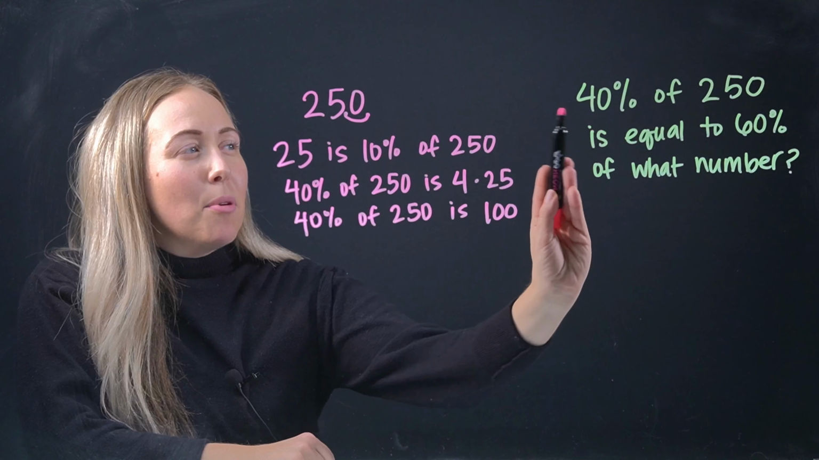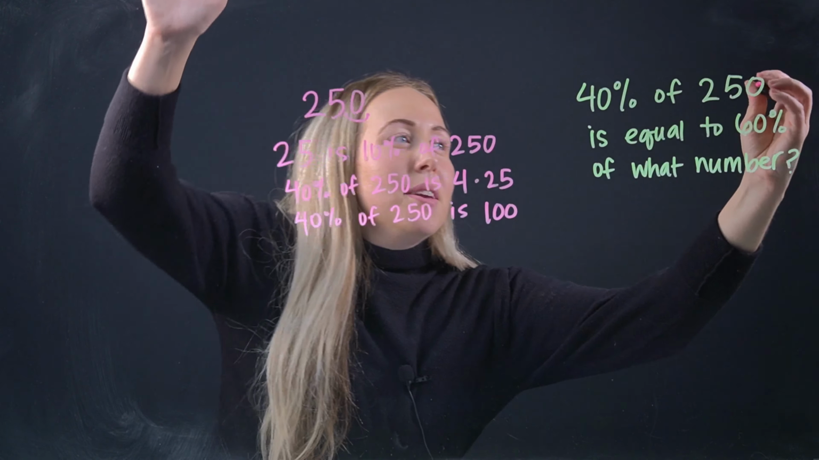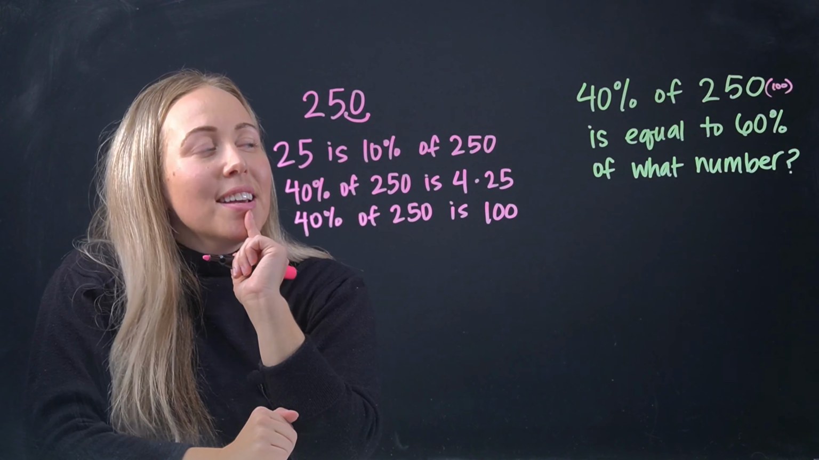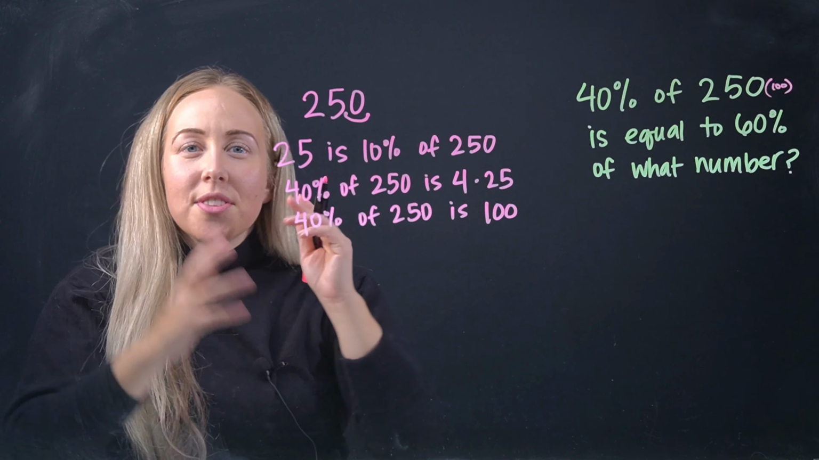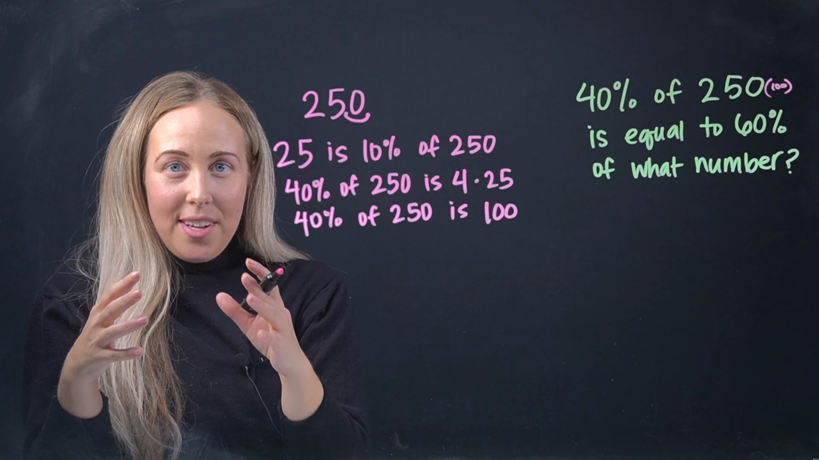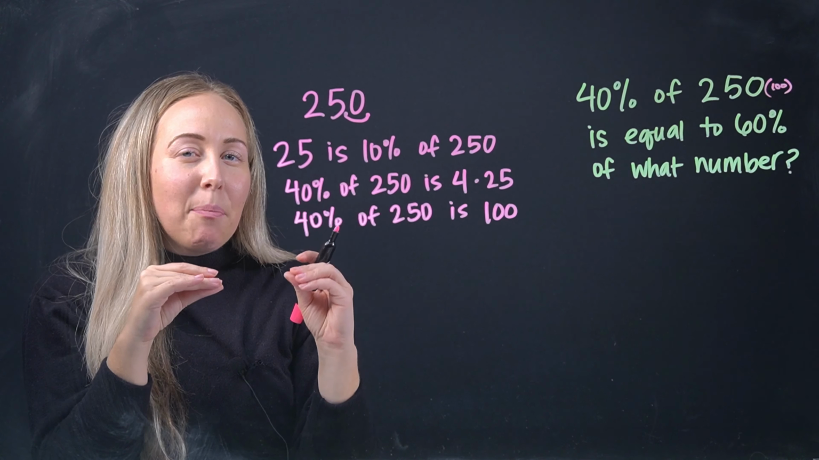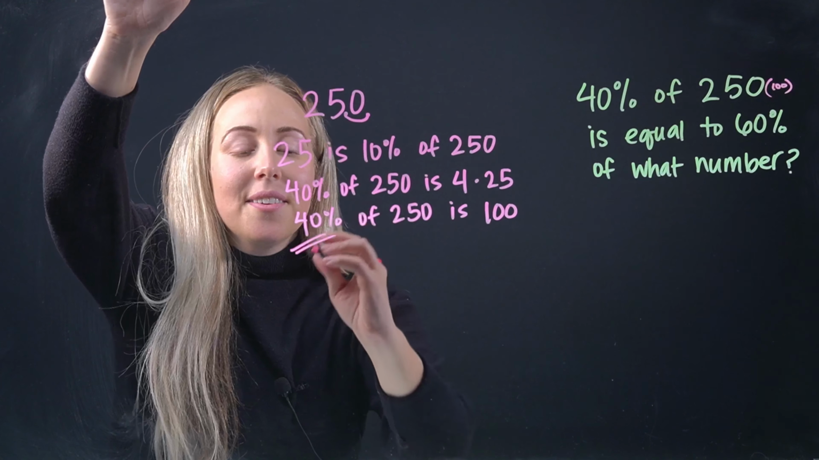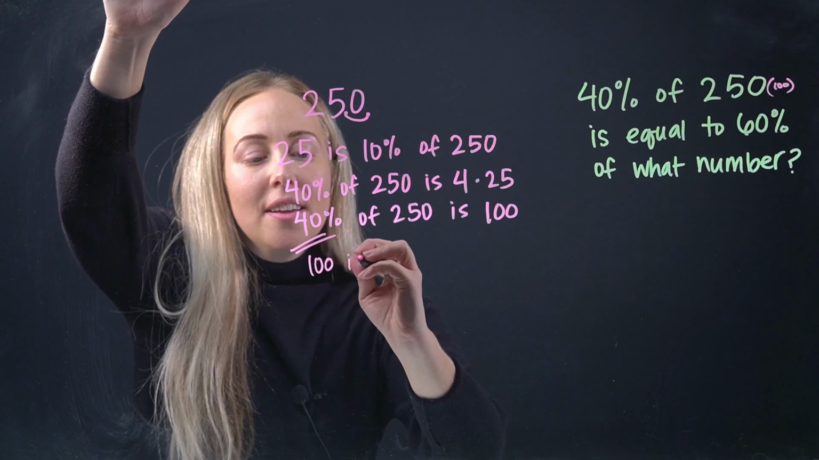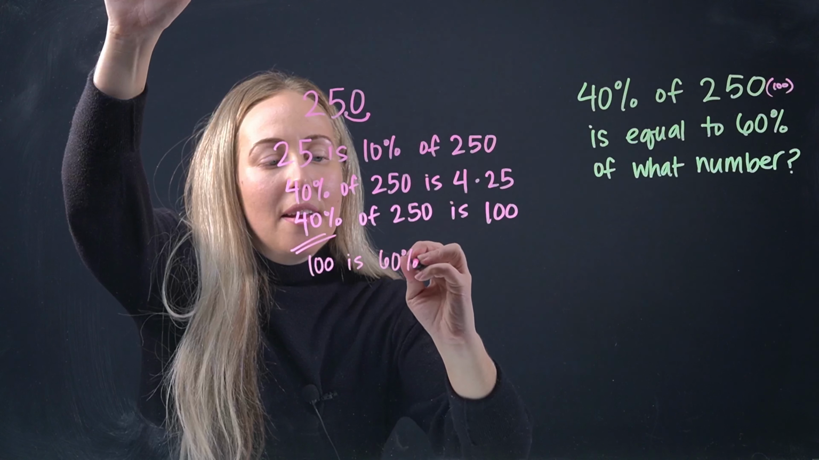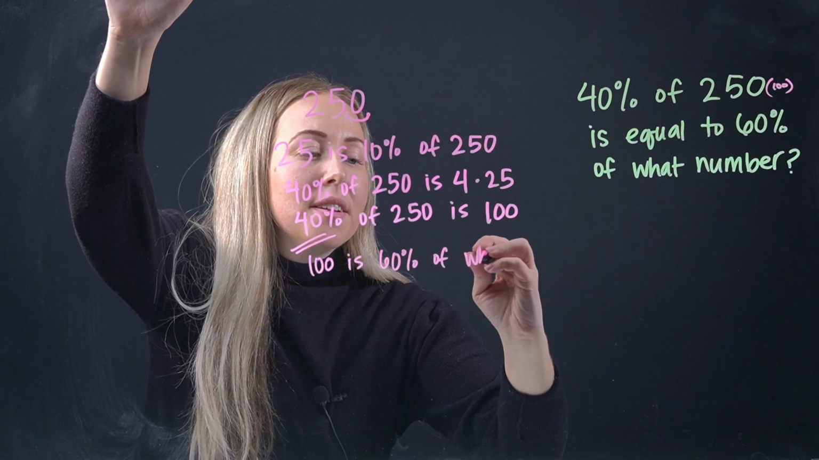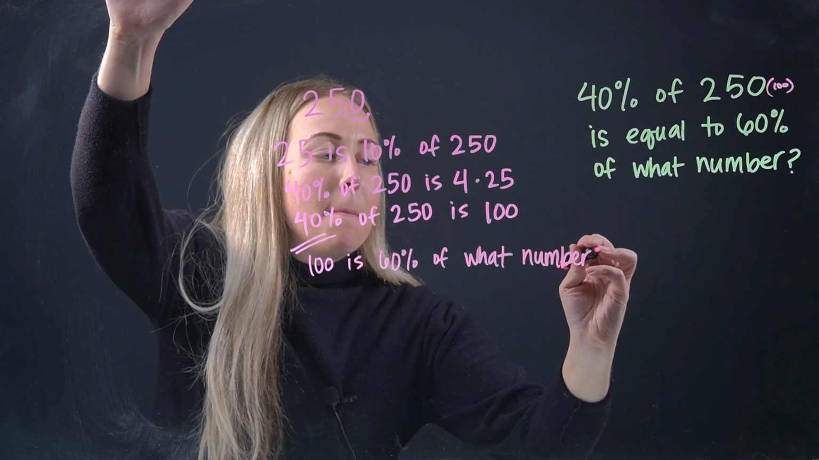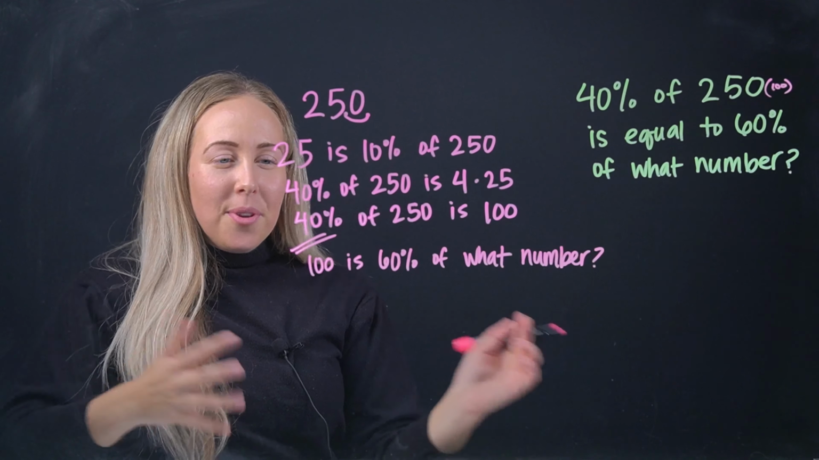They're saying this number, 40% of 250, which happens to be 100, is equal to 60% of what number? So they're saying 100 is 60% of what number? Here's where it gets interesting.